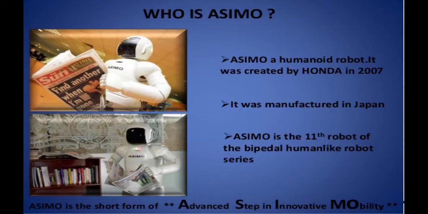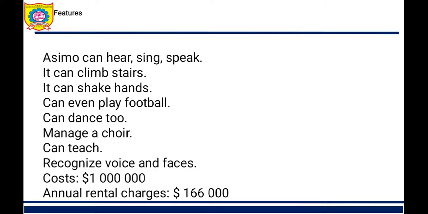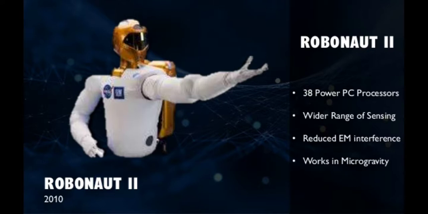What all can it do? It is reading a paper. Here are a few features listed for Asimo: it can hear, sing, speak, climb and come down stairs, shake hands, play football, dance. It can manage a choir, teach a classroom, and recognize faces and voices. You can say it has artificial intelligence embedded in it, and machine learning is there. You can also see the cost of Asimo, and annual rental charges are displayed on the screen.